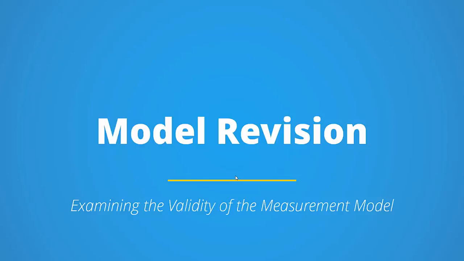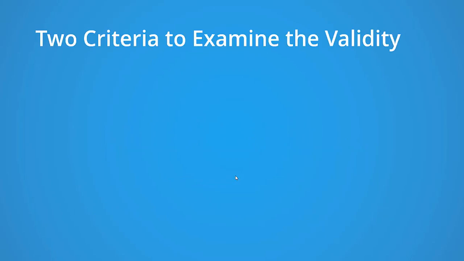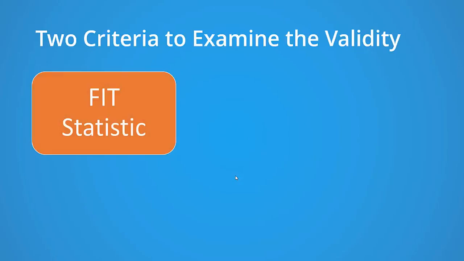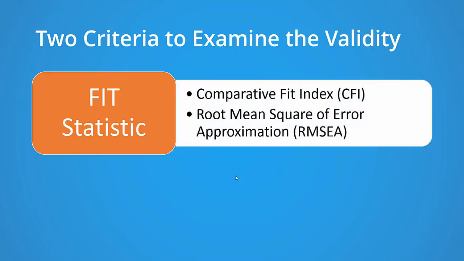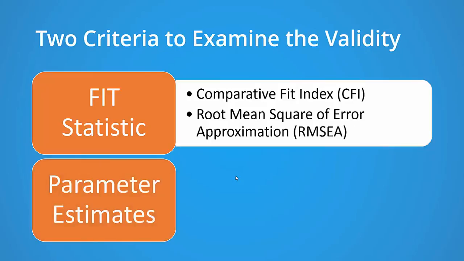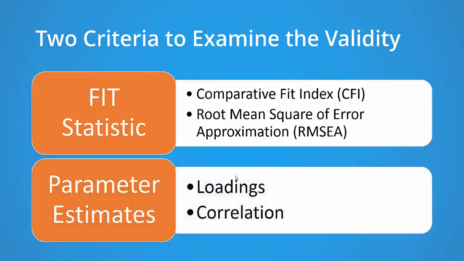So we want to examine the validity of our measurement model. If you recall from the previous video, there are two criteria to examine the validity of the measurement model. The first one is fit statistic. We have the comparative fit index value and the RMSEA, the root mean square error of approximation, as you have seen in our model. And the next one is the parameter estimates, where we check the loadings and also we check the correlation between the subconstructs.